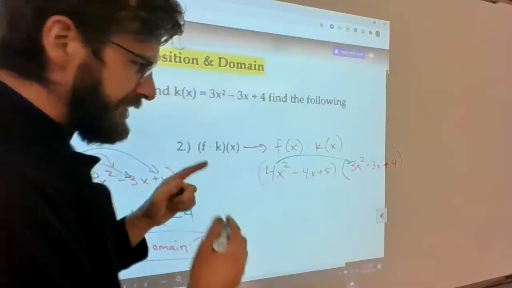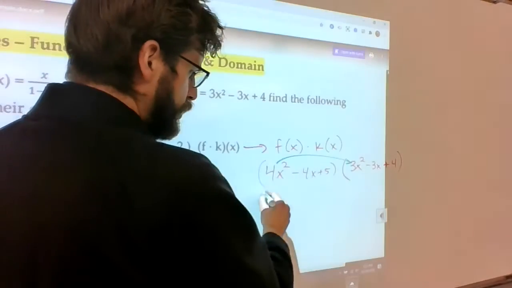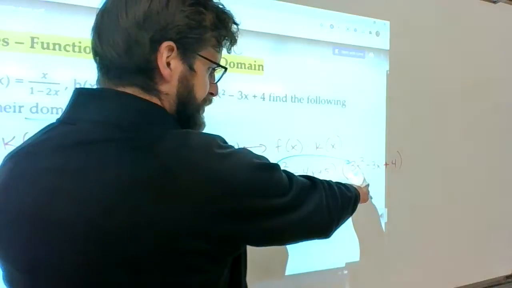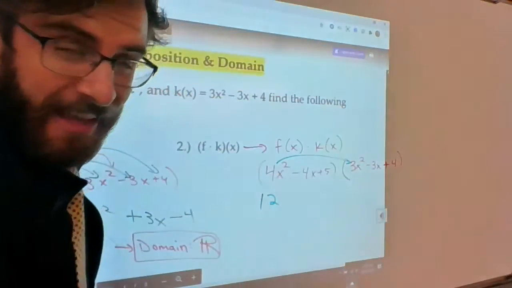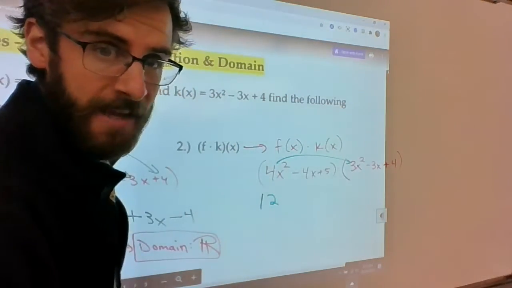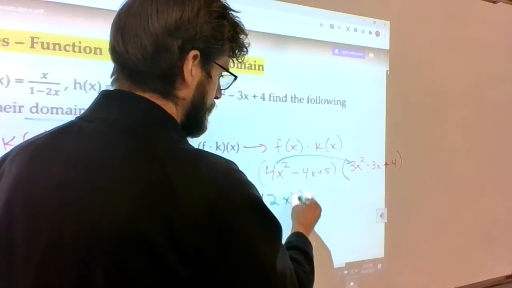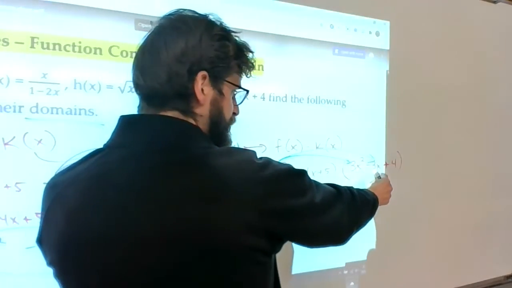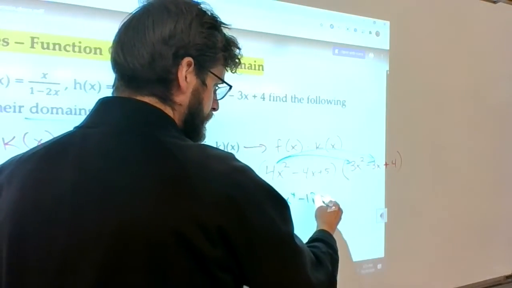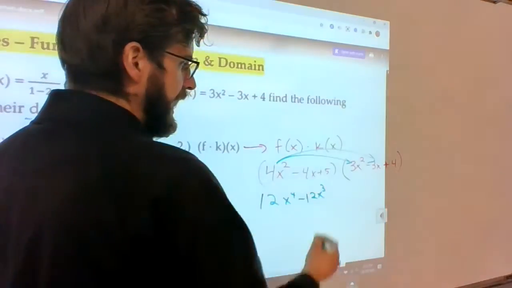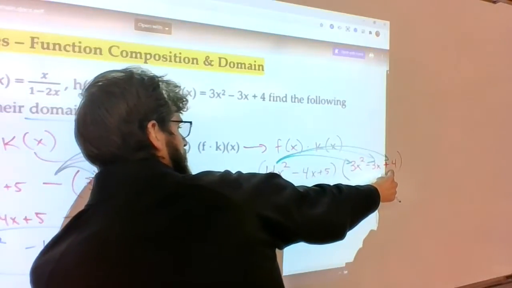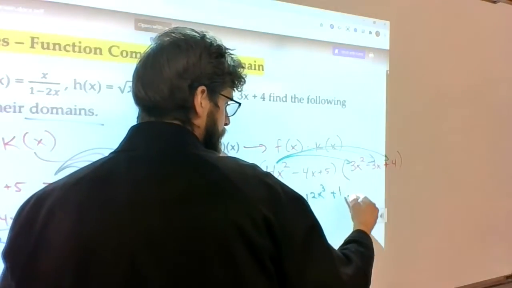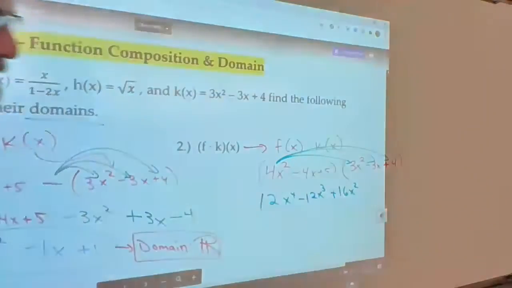So I'm gonna work this out. 12x to the 4 power. Remember, you add the exponents when you multiply powers of the same base. Negative 12x to the third. And then it's going to be positive 16x squared. Okay.